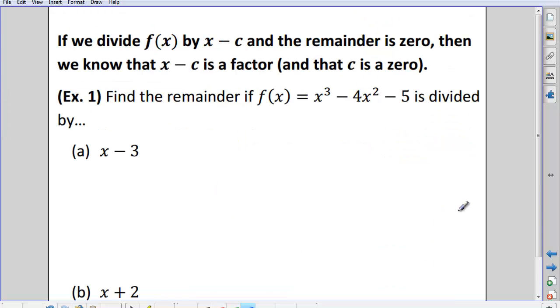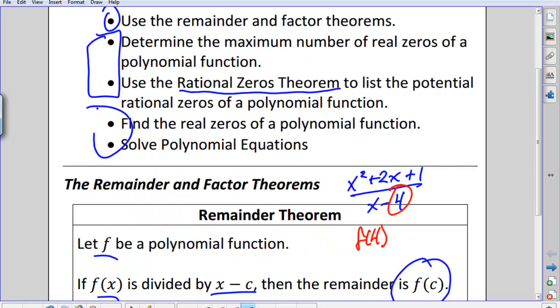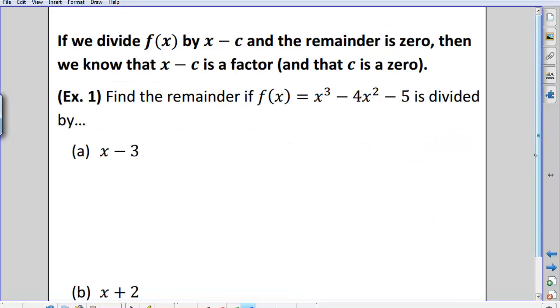Now, how do we actually use those? Well, it's this second piece here, x minus c is a factor if the remainder is 0. That's really what we're going to use in this whole idea of trying to find these real zeros. And so that's this statement here in bold. If we divide a function by x minus c and the remainder is 0, then we know that x minus c is a factor, and also that c is a zero. And we'll get into that here in just a second.